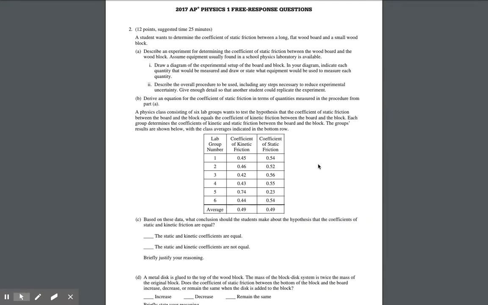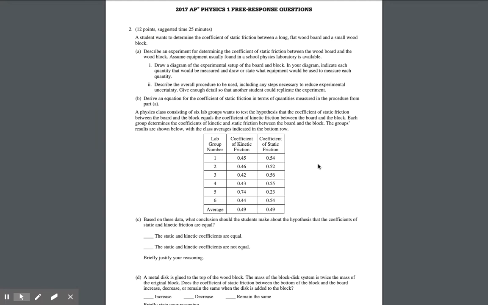So for part A, segment I, you're drawing a diagram of the experimental setup. So where would you put the block compared to the wooden ramp or surface? In your diagram, indicate each quantity that will be measured and draw or state what equipment will be used to measure each quantity. Okay, so this one is an experimental design version of the QQT. So instead of translating from an answer choice to a justification, you're translating or determining a lab setup. Okay, so you're designing an experiment.